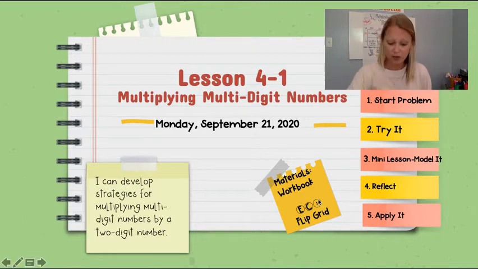You'll see your materials needed. You'll need your workbook. If you don't have your workbook, it's not the end of the world. You can copy down the problem and show it on your paper. You'll also see an extra credit, and I will talk about your Flipgrid, which is extra credit.